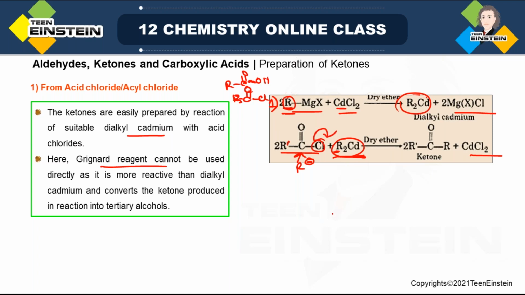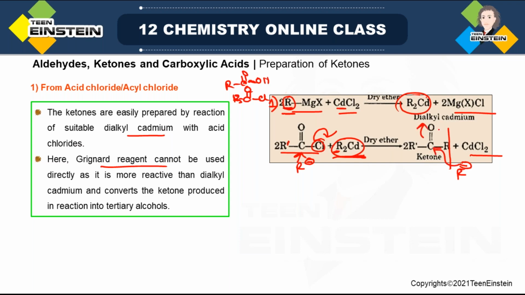But the problem is Grignard reagent is very, very reactive, compared to dialkyl cadmium, obviously it is more reactive. So you cannot stop the reaction at this position. Further, there will be attack by this R minus, which is coming from Grignard. It will attack here and there will be formation of alcohol.